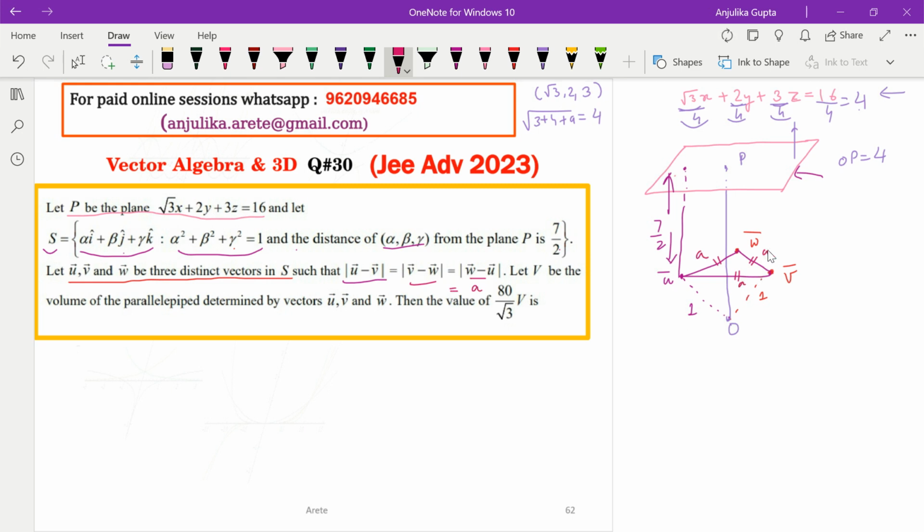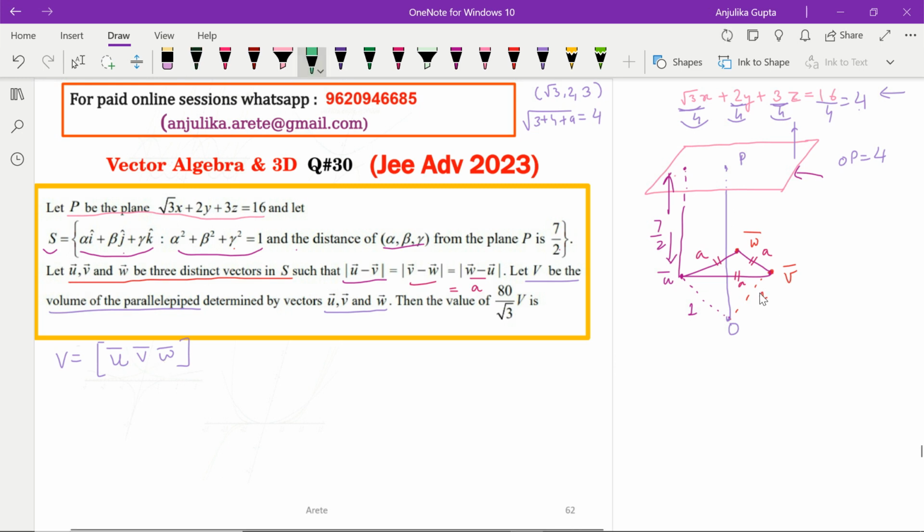Now what are they asking us? Let V be the volume of the parallelepiped determined by the three vectors. Great. So you do know how to find the volume of the parallelepiped defined by the three vectors. Yes, you take the scalar triple product. So what's my problem now? I don't know what is UVW. You have to find out what is UVW.